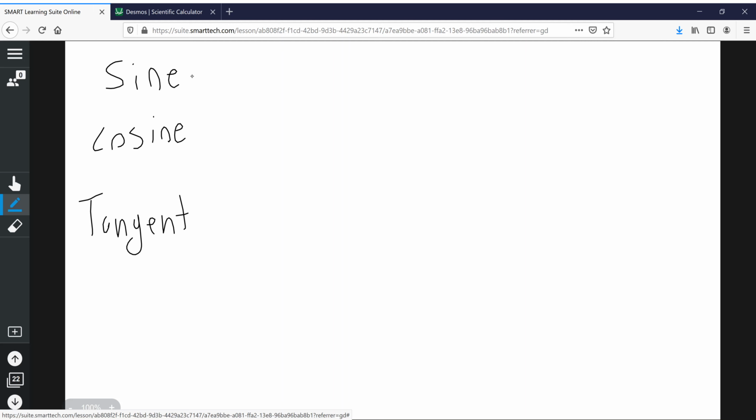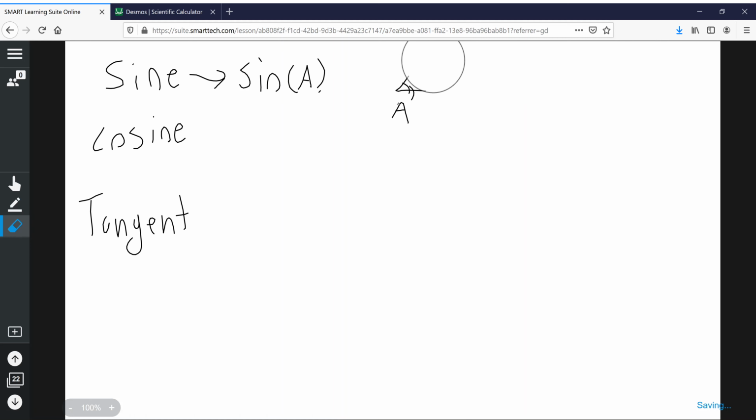Now, the application of these is that the sine is like an operation. When you take the sine of an angle, you'll see it as the sine of an angle theta. In this case, they mainly use A. And if we have a triangle, and this is A, let me do a better triangle than that. That's an ugly triangle.